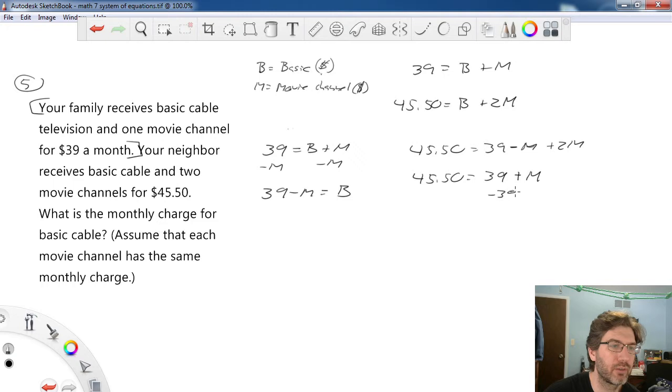So go ahead and subtract 39 from both sides, and this will give you the price of a movie channel, not the basic cable, the movie channel, because we're solving for M here. So $450 minus 39, your movie channel is coming out to be $650 equals the movie channel. So our movie channel here is $650.